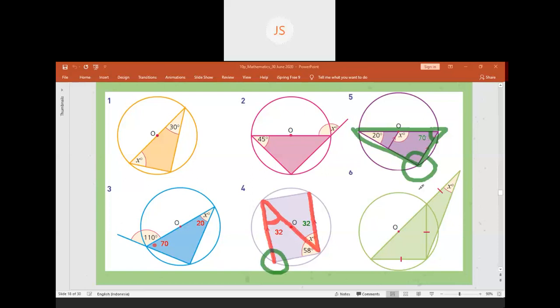Yes, x equals 110. The x will be equal to 110 because the co-interior angles in total will be equal to 180. We already have the 70, so it means the x will be equal to 110.